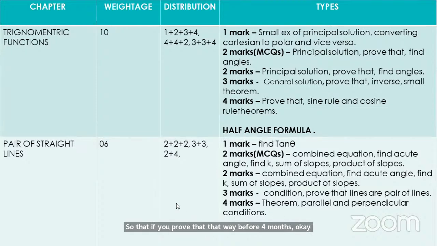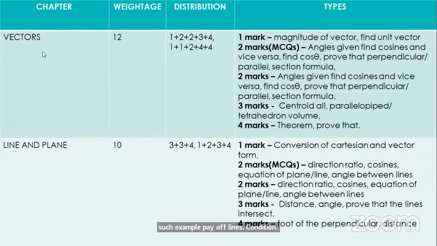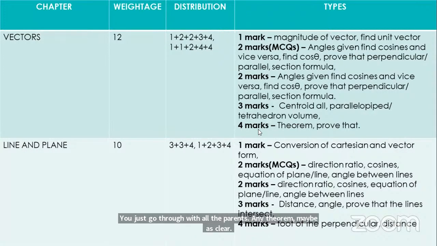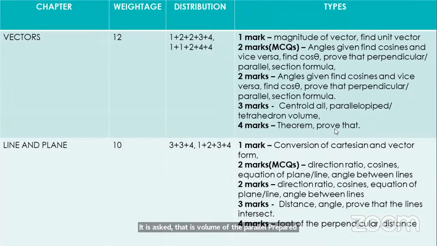Now the next chapter, vectors. Vectors is a very big chapter. You can see theorems are also there. You just go through all the theorems. Any theorem may be asked here. Most of the time the important theorem in this is the volume of the parallelepiped. This parallelepiped I have written here already. So finding the volume, that theorem is there in your textbook. So that is important in this chapter.